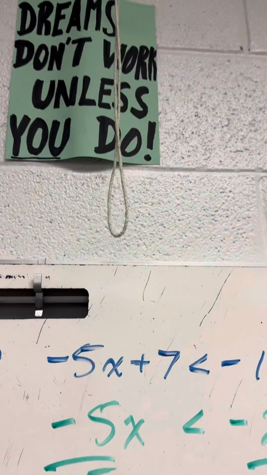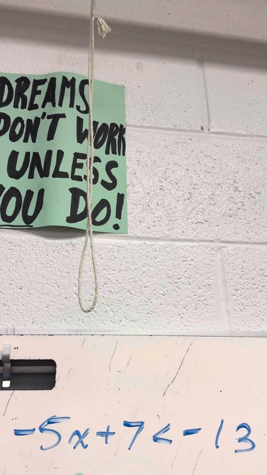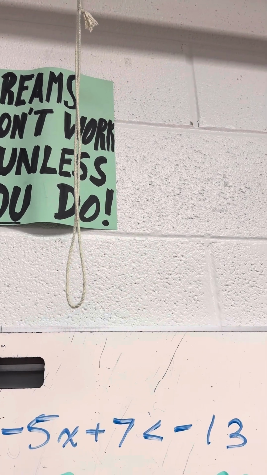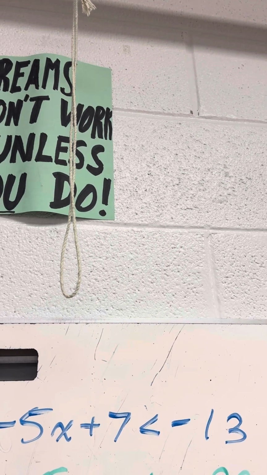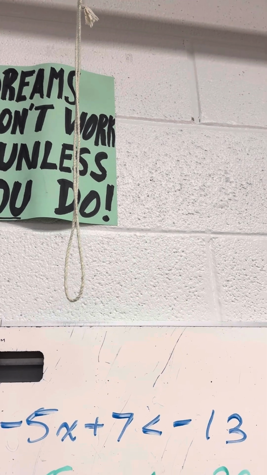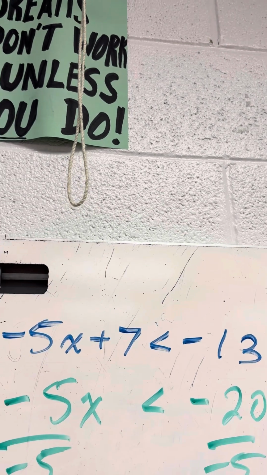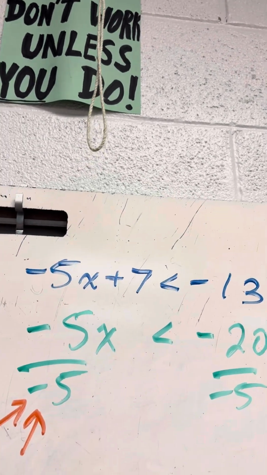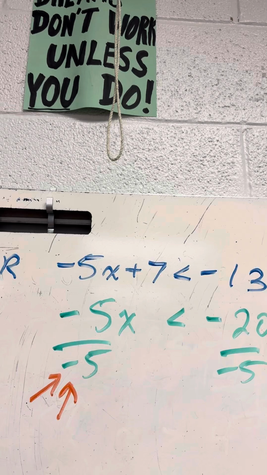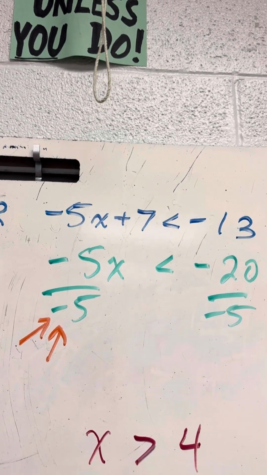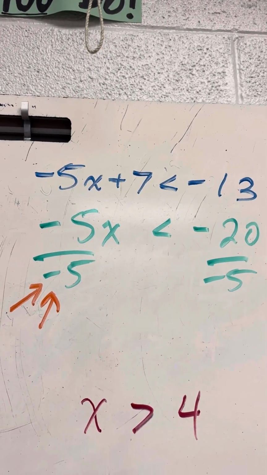Or, over here, negative 5x plus 7 less than negative 13. I'm going to minus 7 to both sides. Get negative 5x less than negative 20. Divide by negative 5. Warning, when you divide by a negative, flip the sign. X is greater than 4.